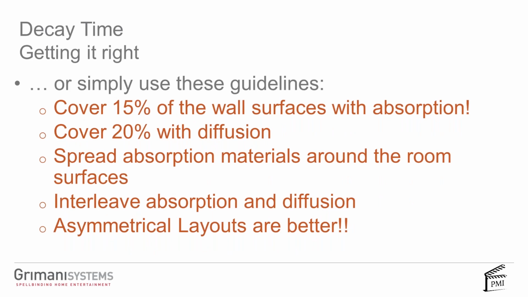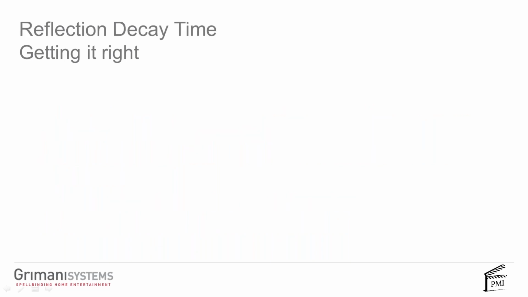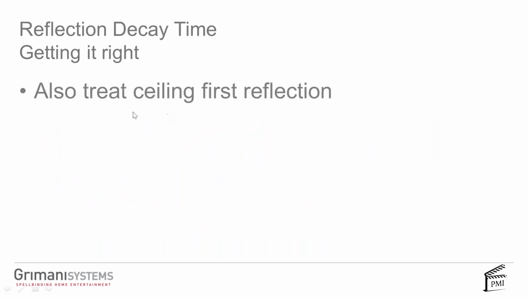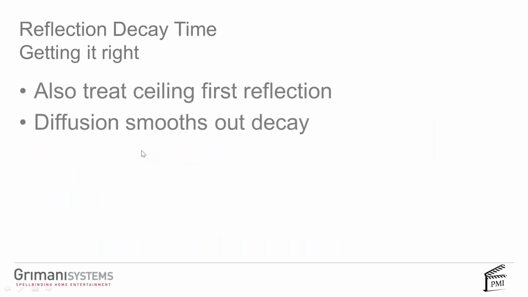It's a little easier. There's a lot of areas of science where you study all the really complicated thermodynamics of it, and in the end you end up with a chart that says the answer is 2. So this is the guideline. 15% of the wall surfaces are absorbers, 20% are diffusers. You spread the absorbers around the room, you interleave the absorption and diffusers. Asymmetrical layouts are better. And don't forget to treat the ceiling, and there you go.